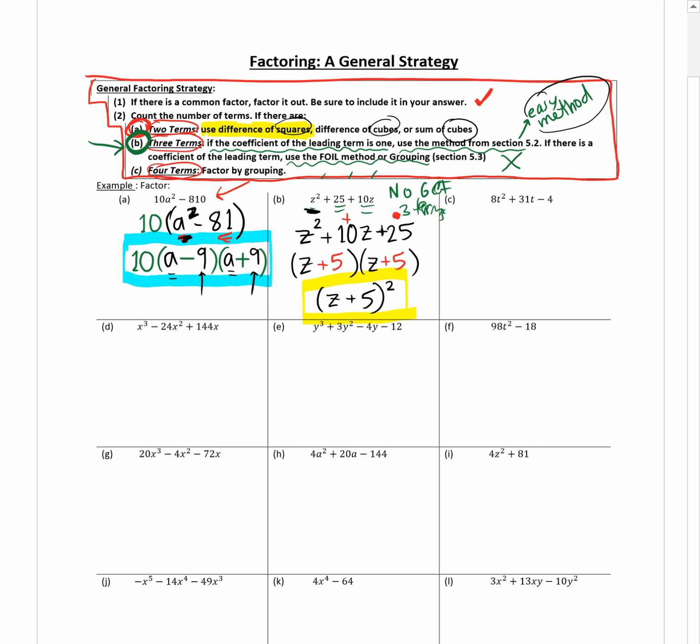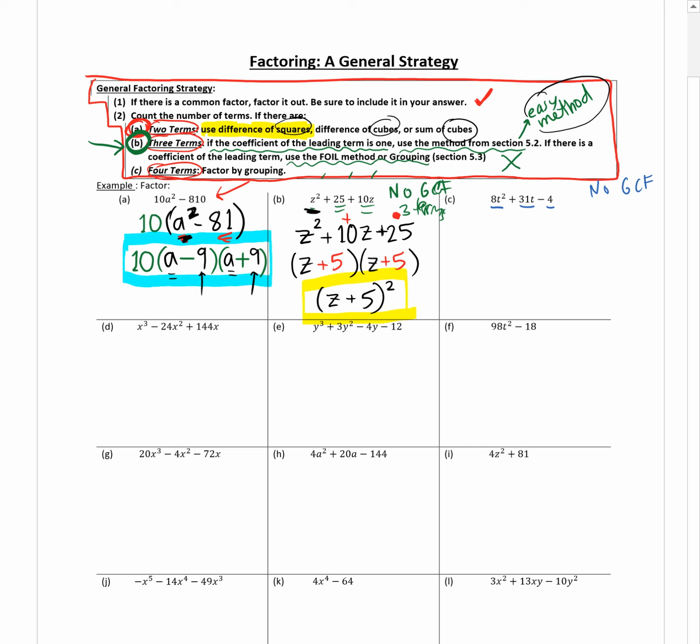Let's try this third one here, part C. So I'm going to start with step 1 again in the general factoring strategy. There is no common term between these three terms here: 8t squared, 31t, and negative 4. 31's a prime number, right? So I don't think anything's going to divide into those three coefficients. And they don't have any variables in common. So okay, there's no GCF.